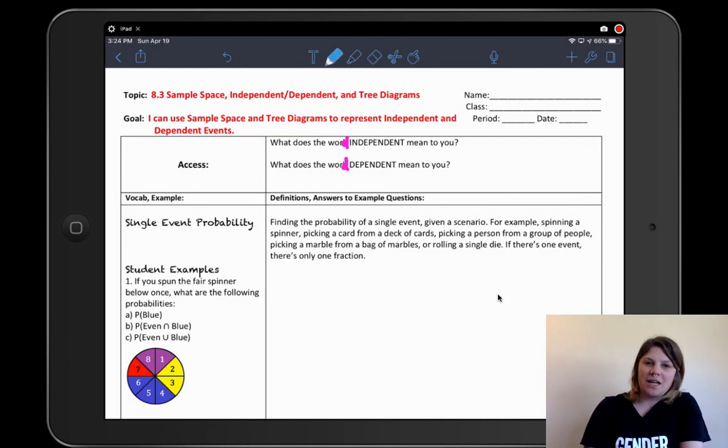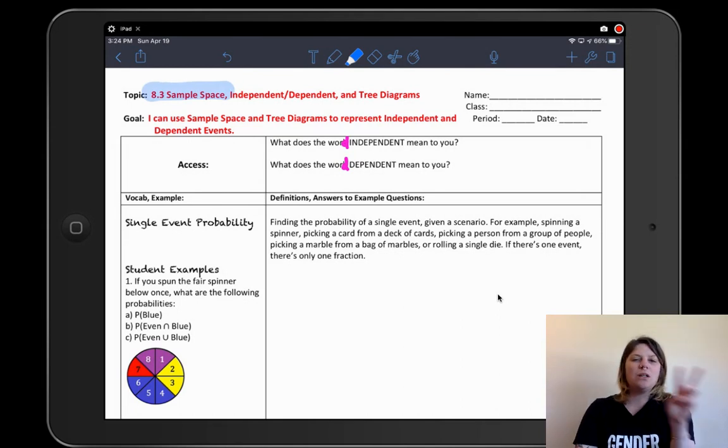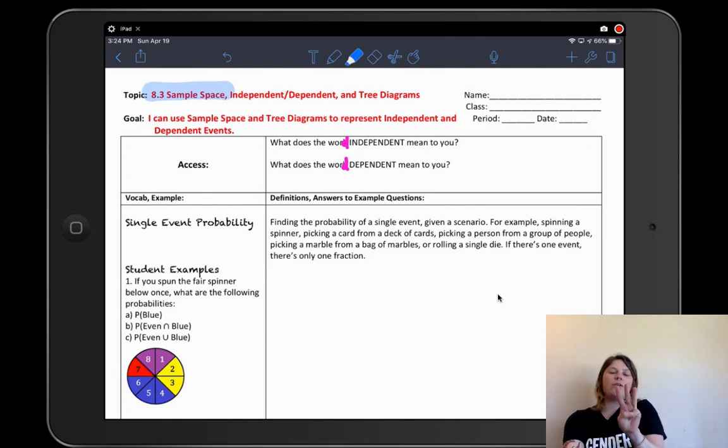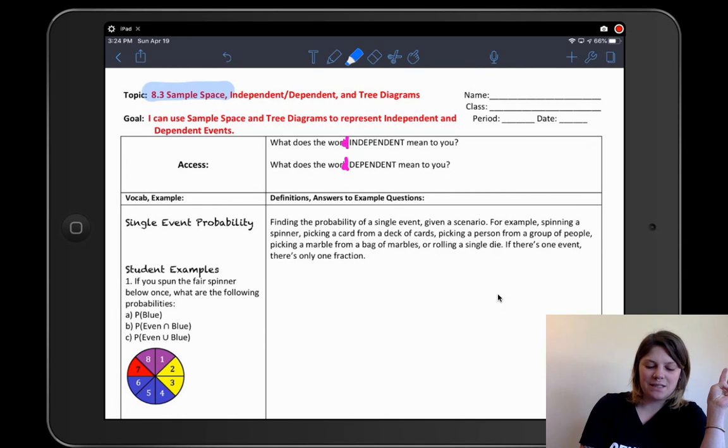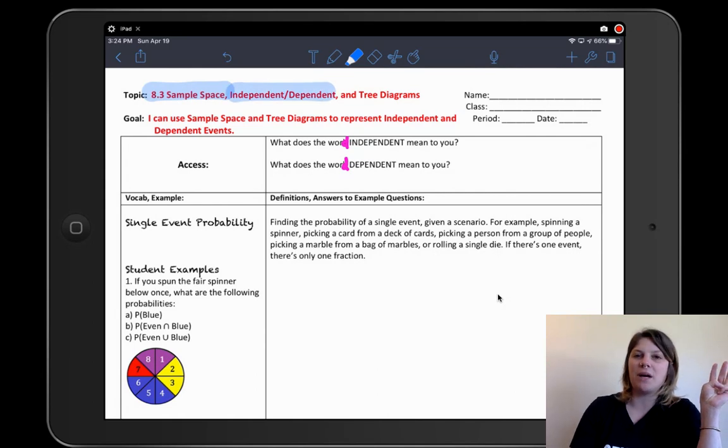So like I was saying, we are on week 3, so that's why it's 8.3. There are 3 main concepts that we're going to go over, not necessarily in this order: sample space, the idea of independent and dependent events in probability, and then also tree diagrams.